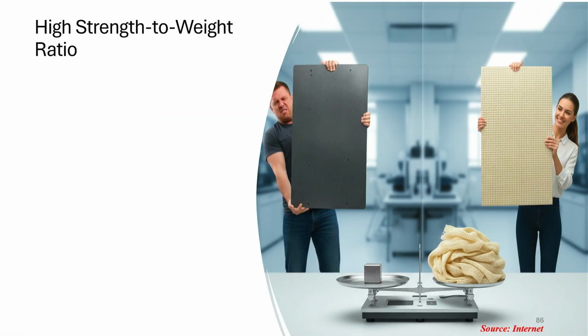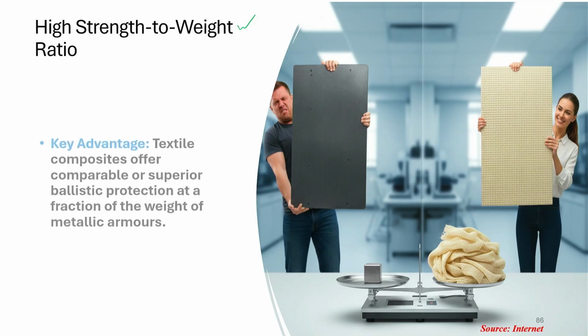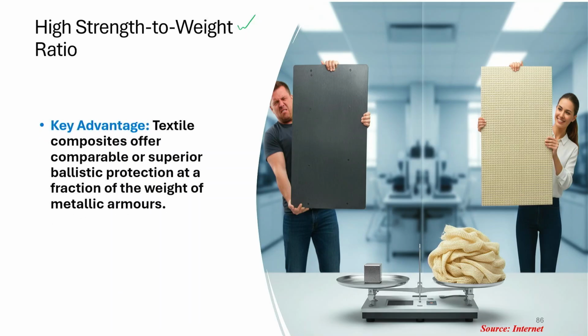So, there are many advantages. One advantage is that it is lightweight. Strength to weight ratio is very high for composite. So, at lighter weight we can get higher strength. So, if you see, the strength will be the same for a very lightweight material. That is the main advantage of composite material.